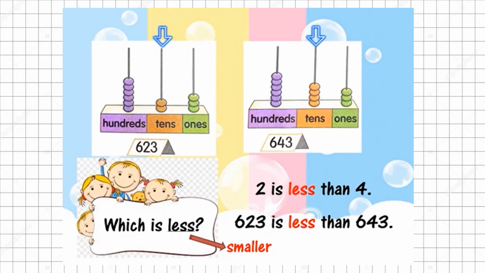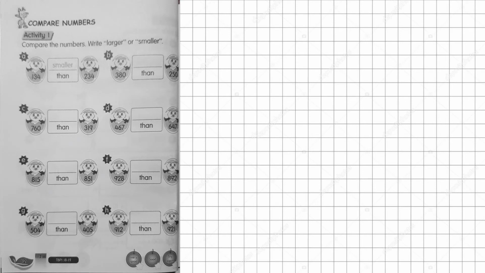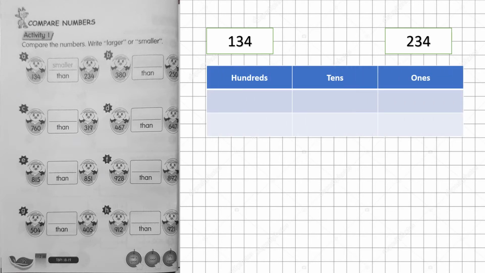Okay, now let's open your activity book, page 12, and I'm going to explain question A. Okay, compare the number and write larger or smaller. Okay, looks 134 with 234. Now I'm going to use number place value chart, which have hundreds, tens, and ones.